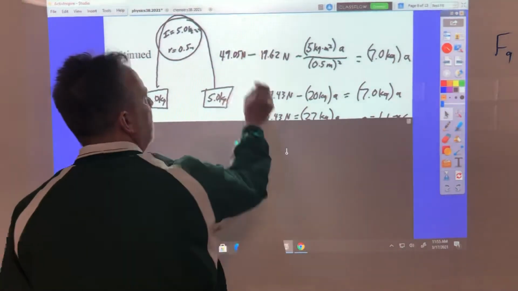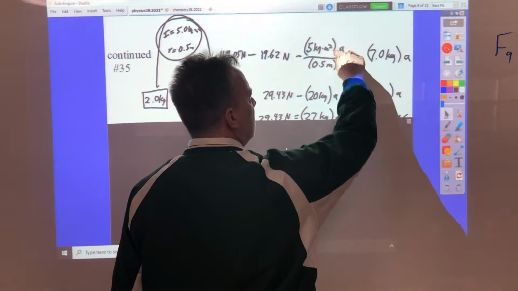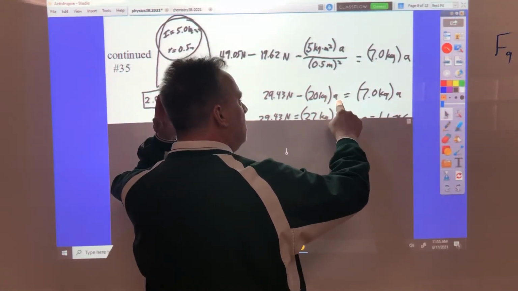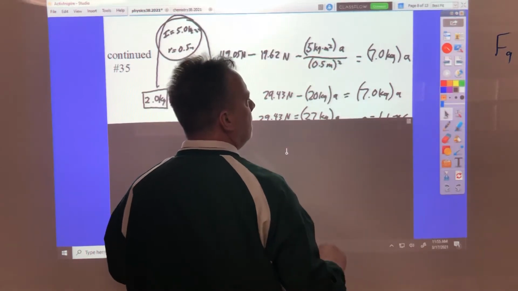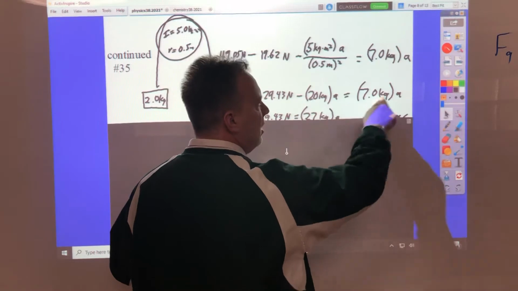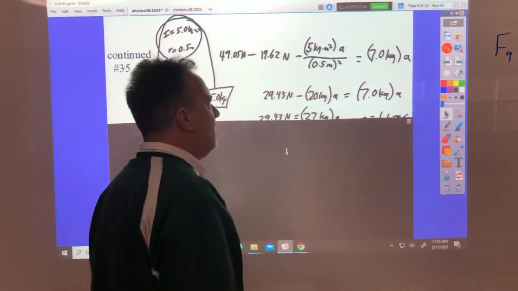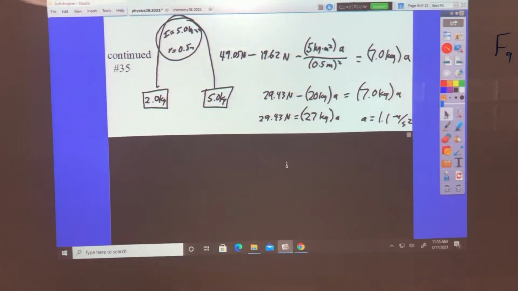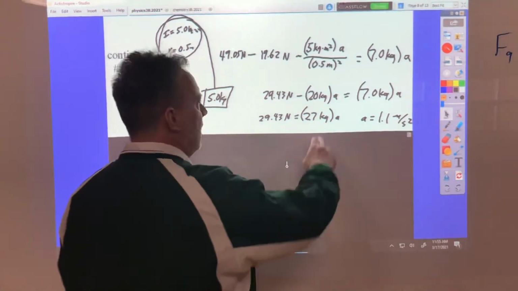Go ahead and subtract these and get a number. Go ahead and clean this up. 5 divided by 0.5 is 20A. Kilogram is the unit. And 7. So add 20 kilogram times A to both sides. I get 29.43 newtons equals 27 kilograms times A.